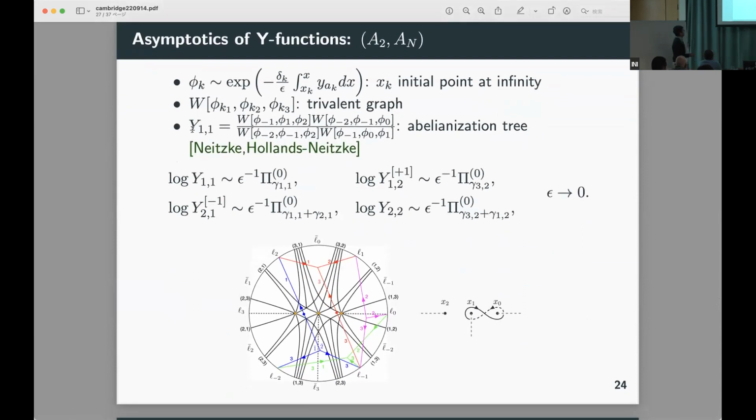And this is a slide to explain some asymptotics of the Y functions, but the conclusion is that the leading contribution can be expressed by the classical period. This is a diagram to construct the asymptotic expression for, for example, one Y function. This was developed by Nakatsuka and Horan Nakatsuka, called the Abelianization tree technique.